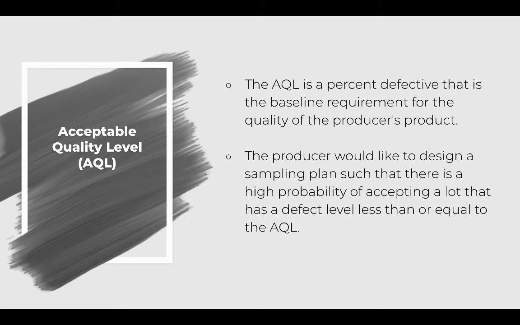The acceptable quality level is a percent defective that is the baseline requirement for the quality of the producer's product. The producer will typically like to design a sampling plan such that there is a high probability of accepting a lot that has a defect level less than or equal to the acceptable quality level.